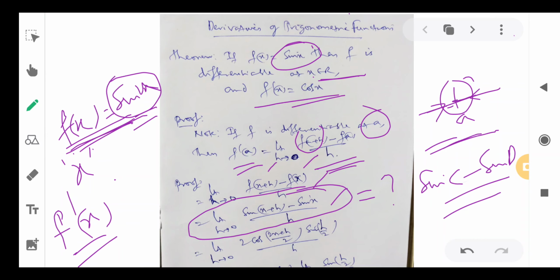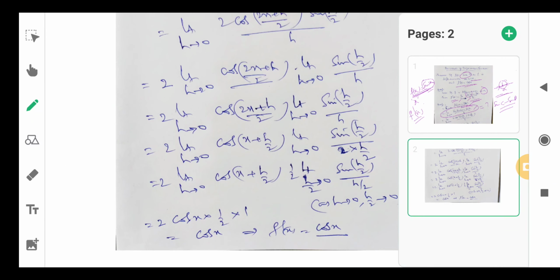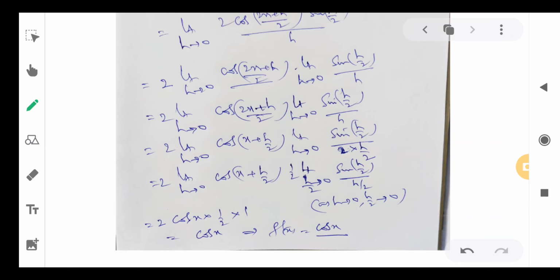So after applying sin c minus sin d, you will get 2 cos of 2x plus h by 2 into sin h by 2, by h. After simplification, we have 2 times the limit of cos of 2x plus h by 2, separated into the limit of sin h by 2 by h. Here only cos of 2x plus h by 2, and here 2 sin h by 2 by h. Now we separate the limits, and the 2 is also brought outside because it is a constant.